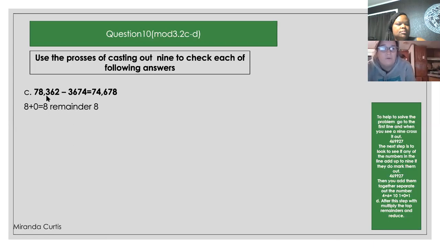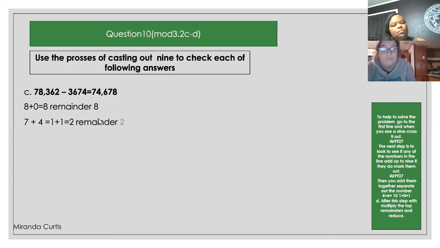So first, what we're going to do is look through the first row. Do we have any 9s? No. Do we have something that equals 9? Yes. We have 6, 7, 8, 9. So the 6 and the 3 get taken out. Then we look at the 7 and the 2. 7 and 2 equal 9. So we're taking that out. So what it leaves us is 8 plus 0 equals 8, and gives a remainder of 8 from the first line.